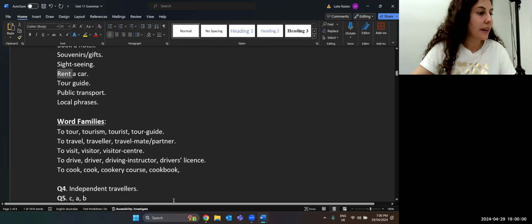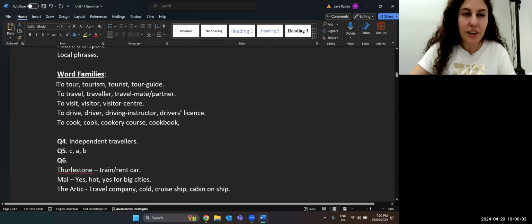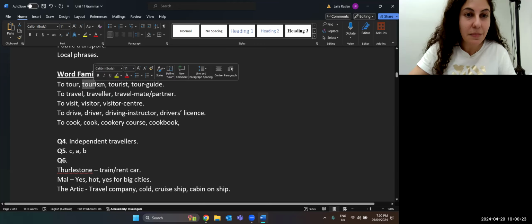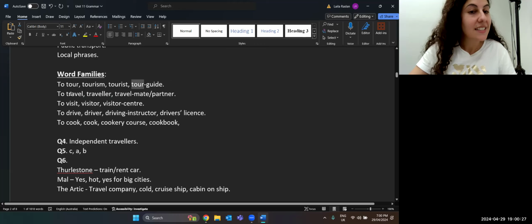Okay, really quickly, we also have just some words. To tour is the action, but tourism is the industry. That's what everything is called, tourism. If you're a tourist, that means you're a person traveling. And if you have a tour guide, that's someone to show you around the city. So you can see how this word is used in many different words. Tour, tour, tour.